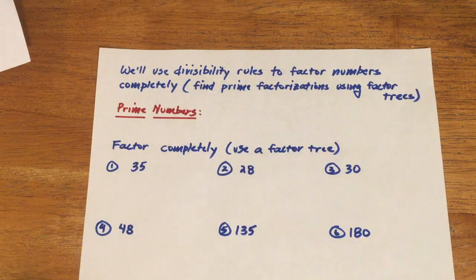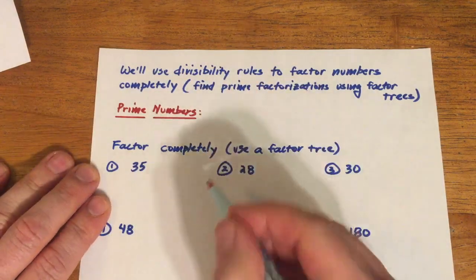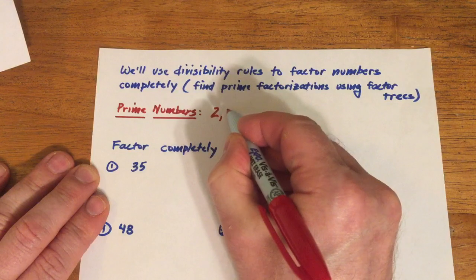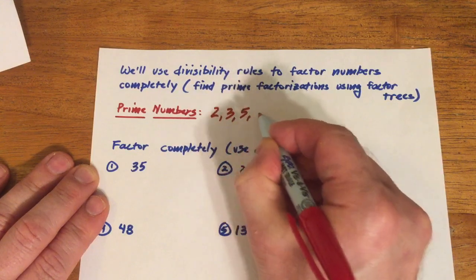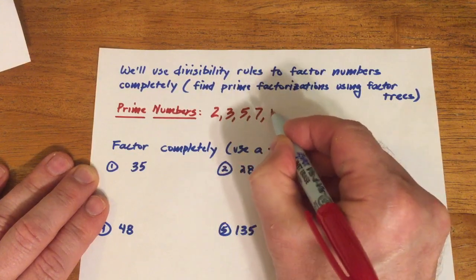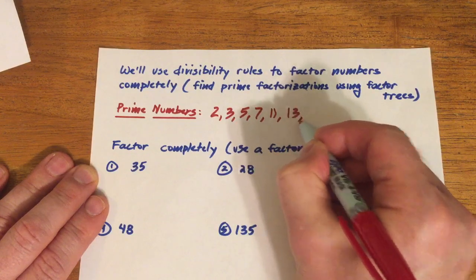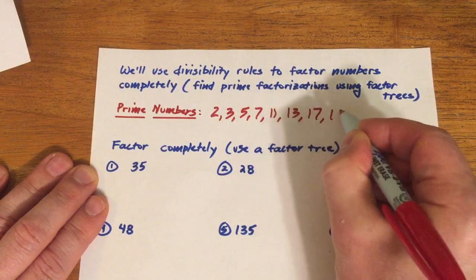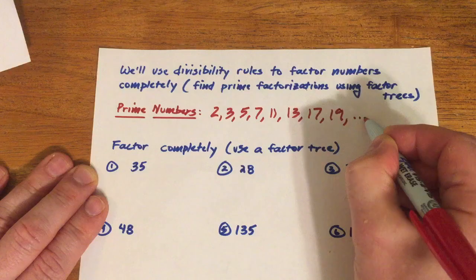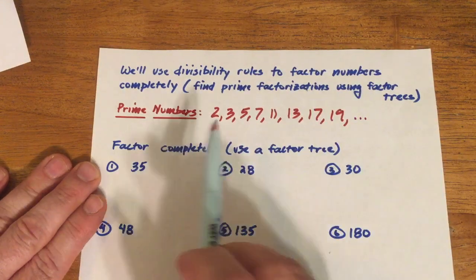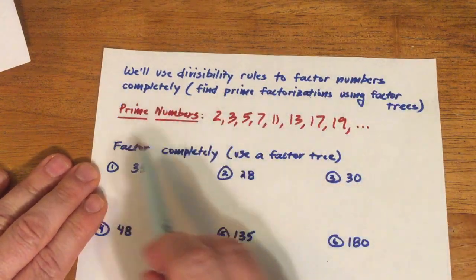Okay, let's take a look. Hopefully your prime numbers started with the lowest number of 2. Then we have 3, 5, 7, 11, 13, 17, 19, and the list goes on and on forever. Now, what we're going to do is use these prime numbers.